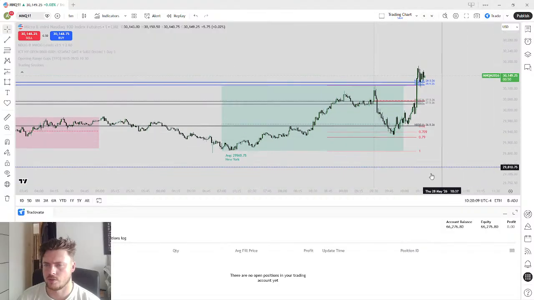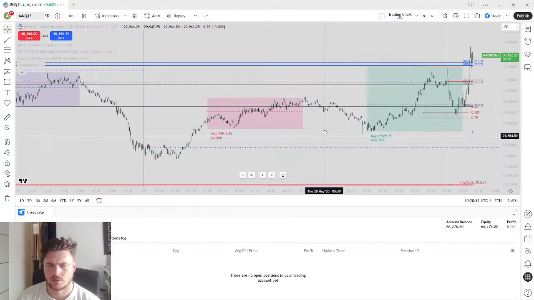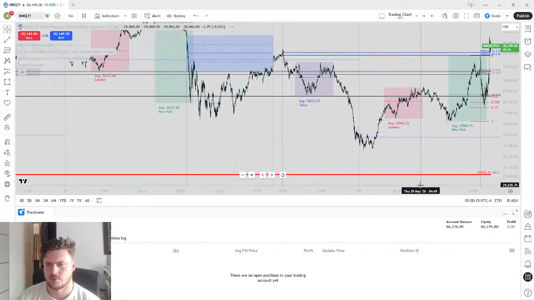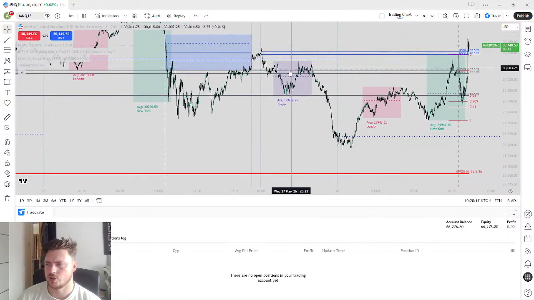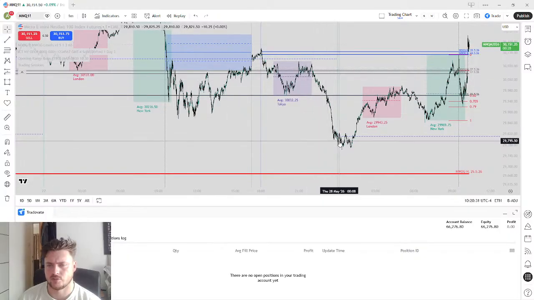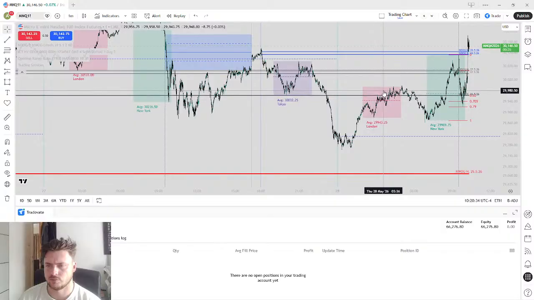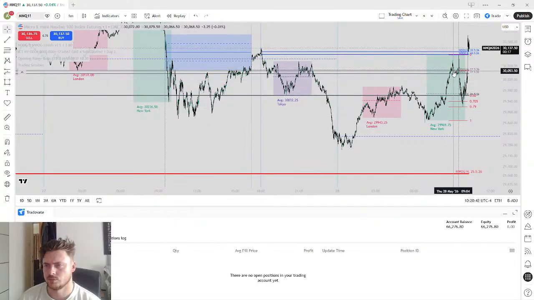So, doing a little review of what's happened this morning. In terms of the AMD model, you have accumulation, manipulation, distribution. You have accumulation, expansion, reversal. Accumulation, manipulation, distribution, then our market opens, reversal, and expands.